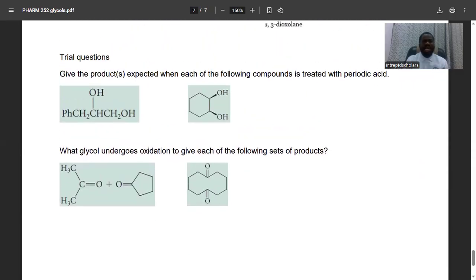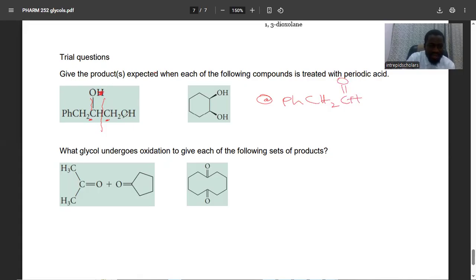The first question is, give the products expected when each of the following compounds is treated with periodic acid. Good. So this is the compound we have. For better understanding, let me redraw the compound. Now, the compound is actually very simple. What you have to know is that this carbon bears the OH and this carbon bears the second OH. So what I have to do is to cleave this bond. Now, when I cleave it, I'll remove this hydrogen and make a double bond here. So my first product, if I want to name it, is CH3, CH2, C double bond O, then there's an H.